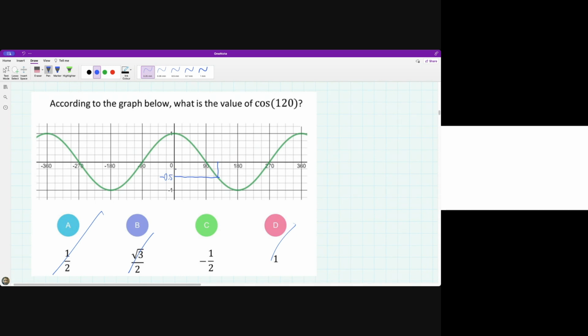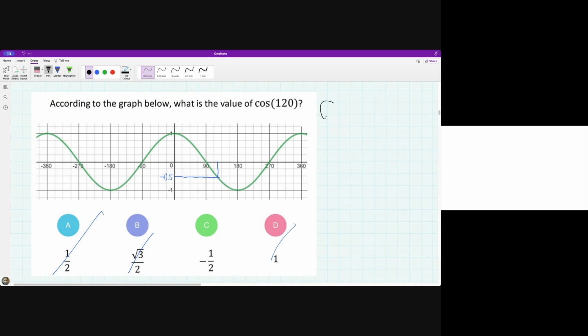Oh, I went a bit quickly there. Are there any questions about this? Or give me a thumbs up if you understand how I got the cos of 120 is negative a half from the graph. Maybe I should give you another one. I'm going to make up my own one.